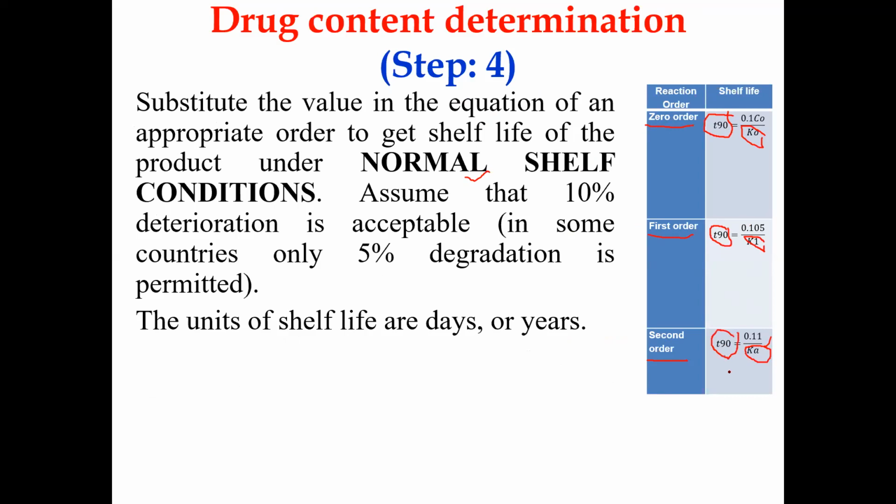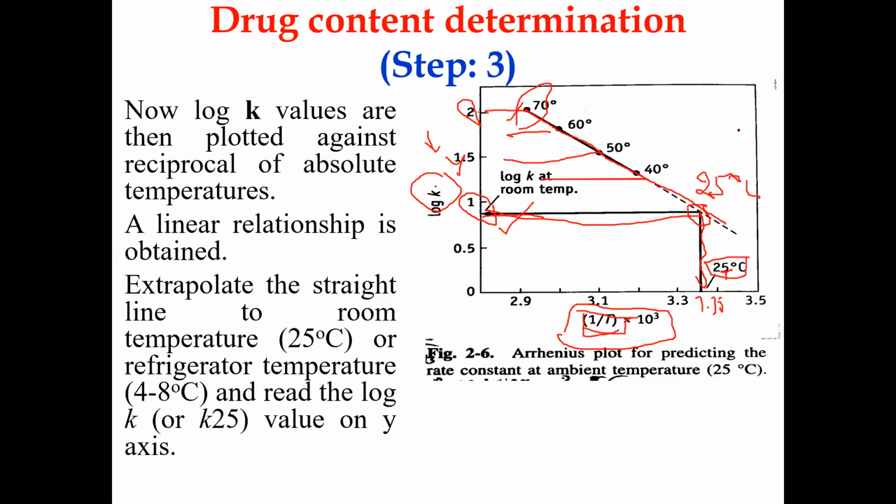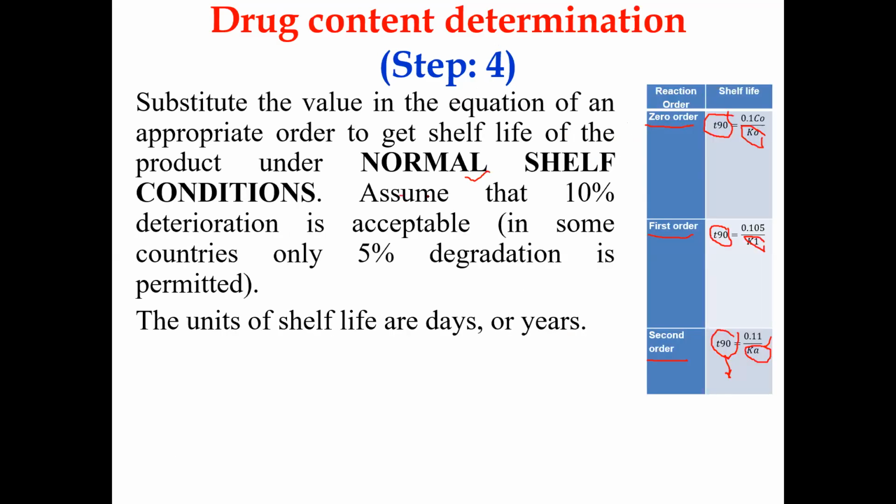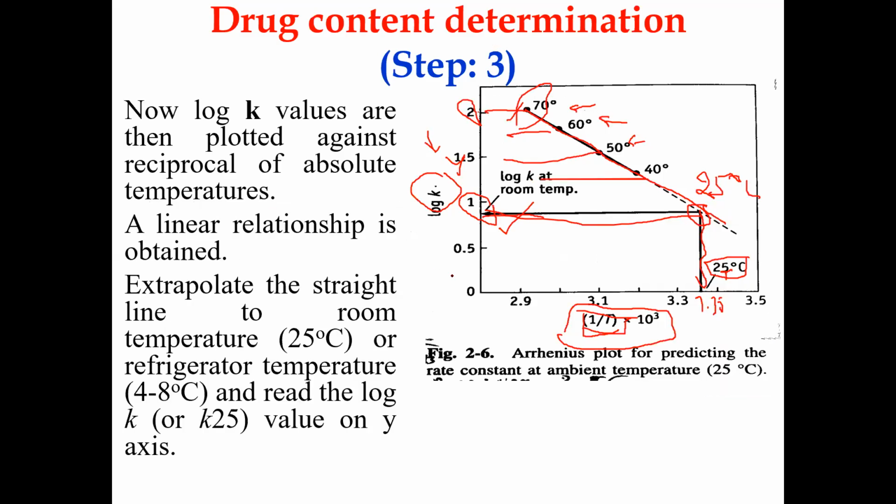If you want to know the time in months, you have to substitute your K value. See, this is the K value for 70 degrees. This is the log K value for 60 degrees, 50 degrees, and so on. So at normal conditions, please understand this formula is for the normal shelf life conditions. What is the normal shelf life condition? This is the normal shelf life condition.